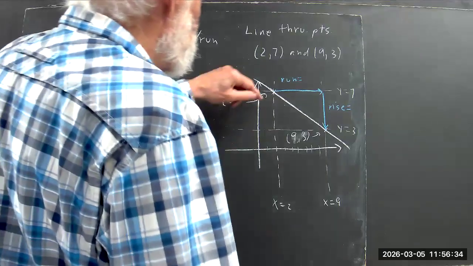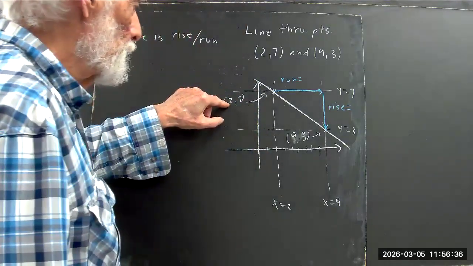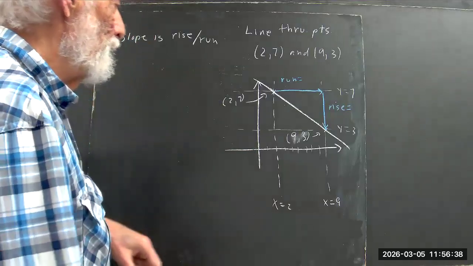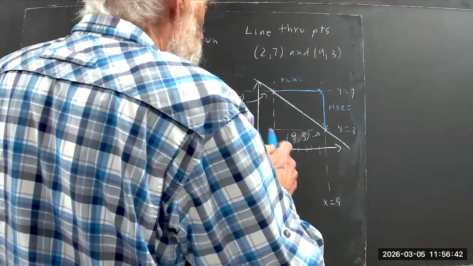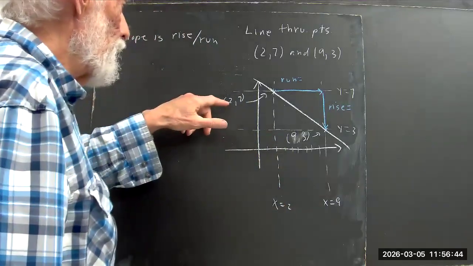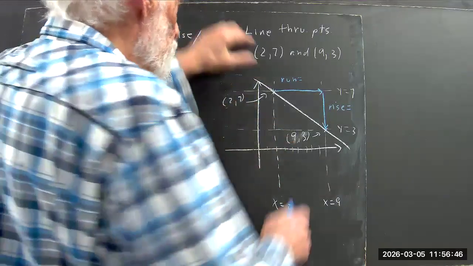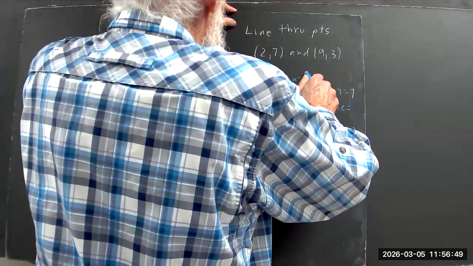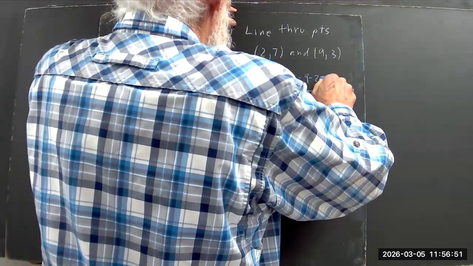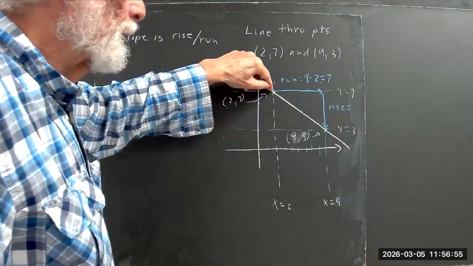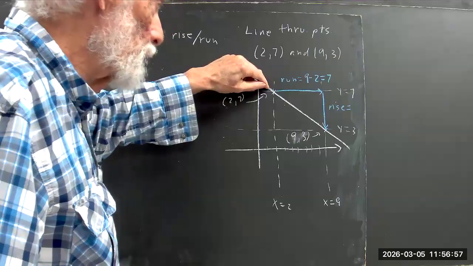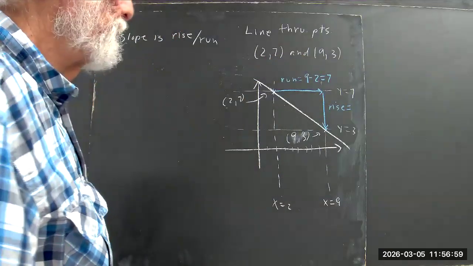So the run goes from x equals 2 to x equals 9. And of course, you could count 1, 2, 3, 4, 5, 6, 7 in the positive direction. But to get the run from 2 to 9, you subtract the 2 from the 9. You subtract where you start from where you end up.